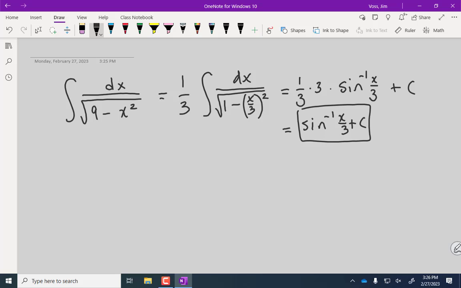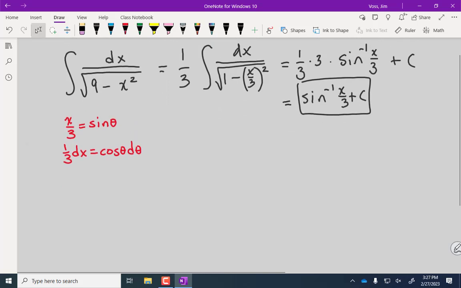So now, if we didn't recognize that it was in the inverse sine form, what would you have done? You would have let x over 3 be sine of theta. And when you differentiate, you'd have 1/3 dx equals cosine theta d theta. So let's go through it here. So this will be 1/3 integral, dx is 3 cosine theta d theta.